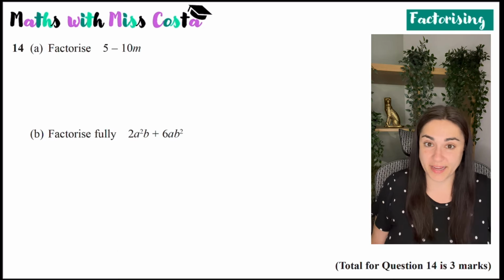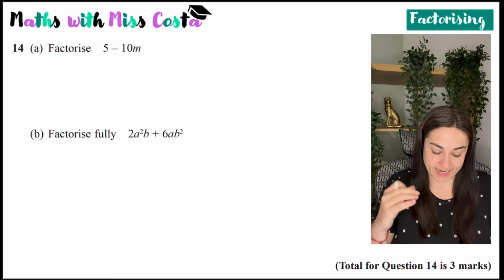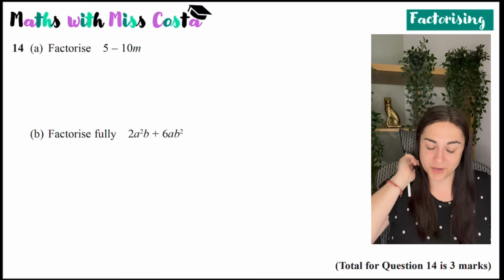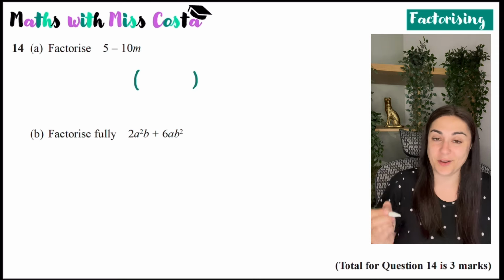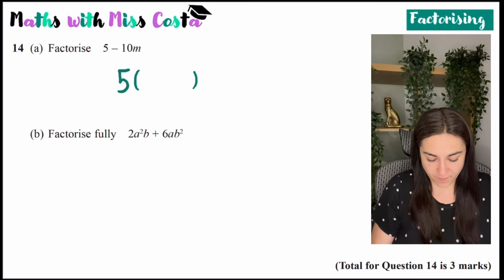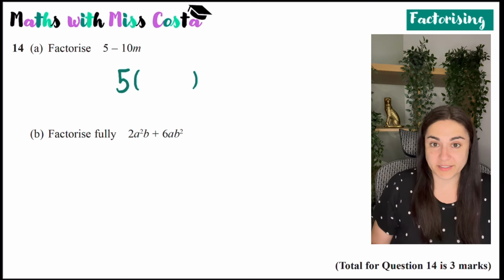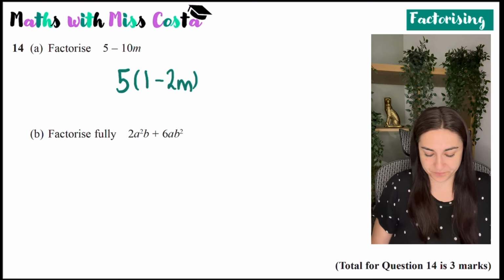Next, I need to factorize. Factorize means pull out the largest factor and take it outside the bracket. So I know I'm going to put this into brackets. And I want to think to myself, what's the largest number that multiplies into 5 and minus 10? 5 would be the largest number that multiplies into both of them. Then 5 times what gives me 5, or 5 times 1. And 5 times what gives me minus 10? That would be minus 2m.